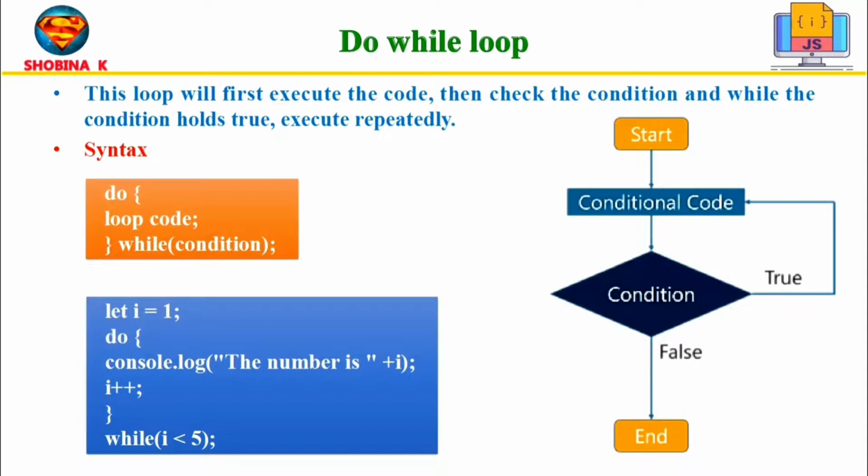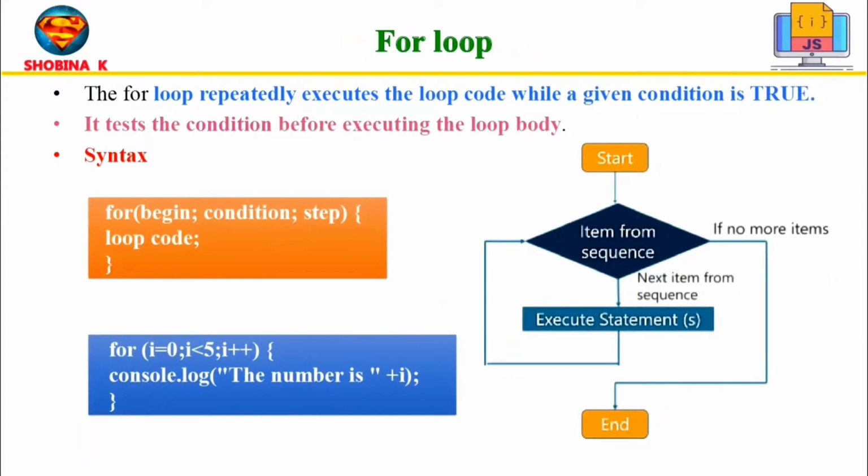Let's see an example. The code is similar to while loop, except the code block within the do loop. Here the do loop is first executed and then the condition within the while loop is checked. If the condition holds true, then do loop is executed again. In this example, while a variable is less than 5, log it to the console and increment it by 1. So it will print the numbers from 1 to 4.